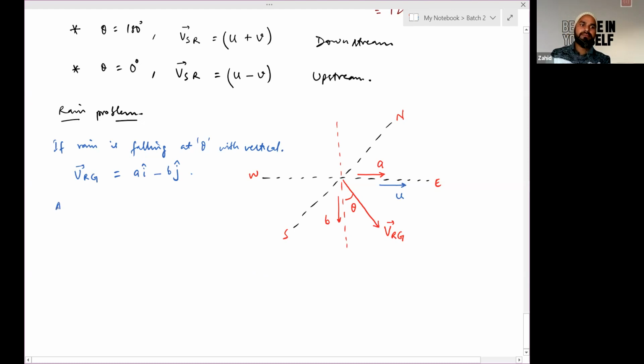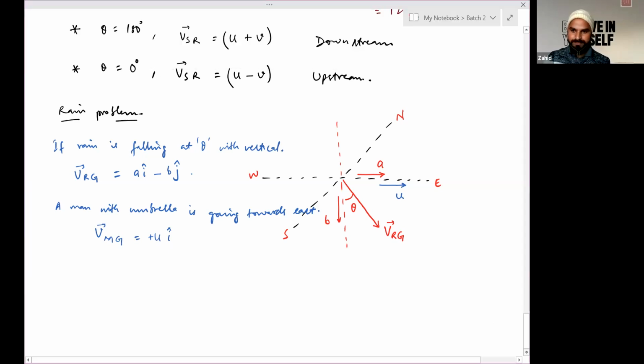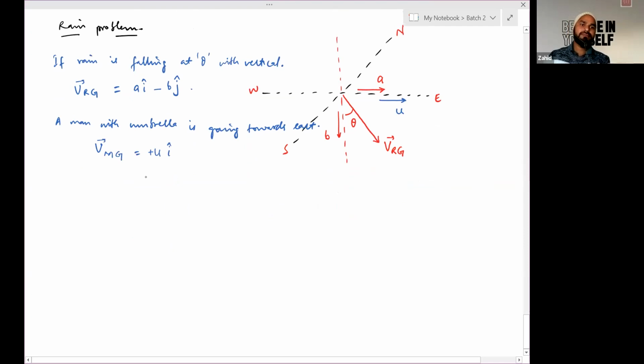In this situation, a man with an umbrella is going towards east at some velocity u. So it will be the velocity of man with respect to ground in the east direction. So it will be positive u i cap. Now we have to take a relative of these two terms. First, write it down till this part.